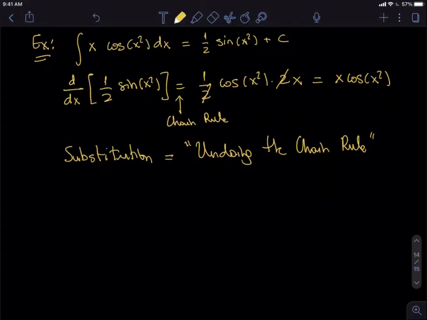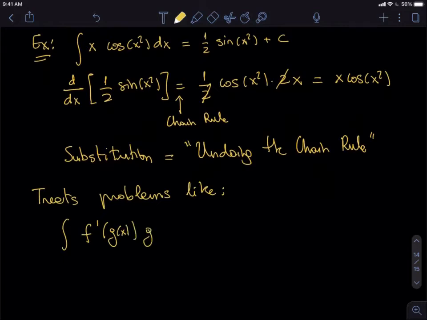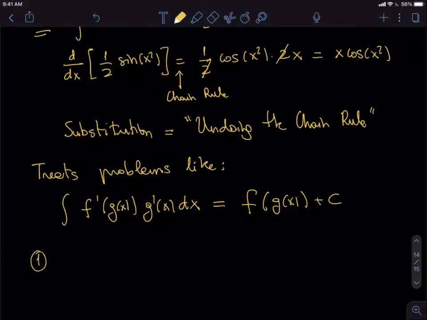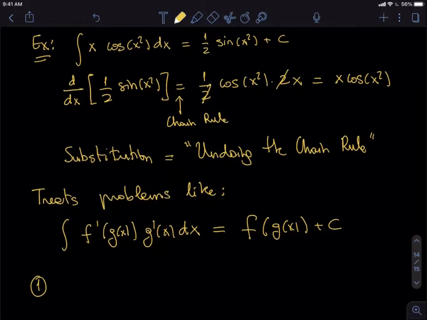As a general rule, it treats problems that fit in the following format. They can be written as f prime of g of x times g prime of x dx. And then you can say that the antiderivative is f of g of x plus c. This is the general format. Now, you don't try to fit it in the format. What you do is, let me show you the steps in the particular example that we were discussing here.